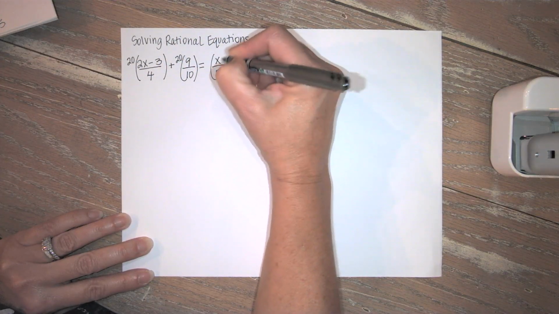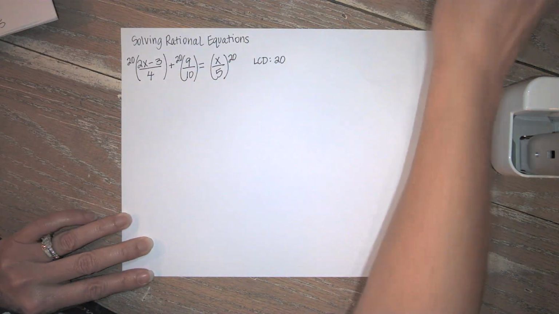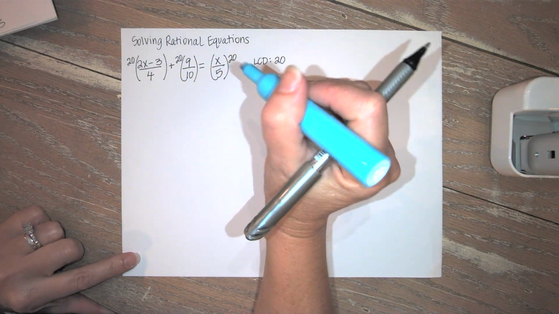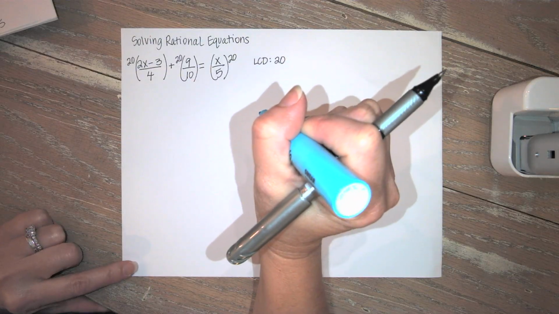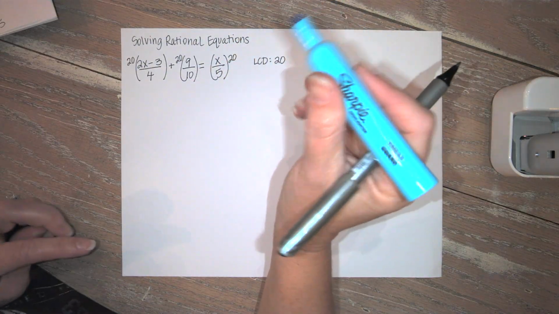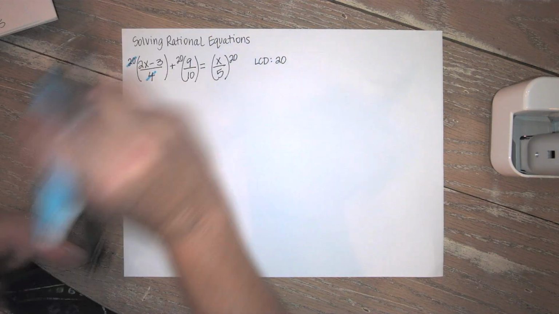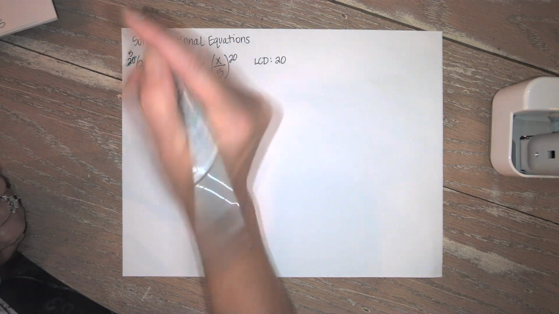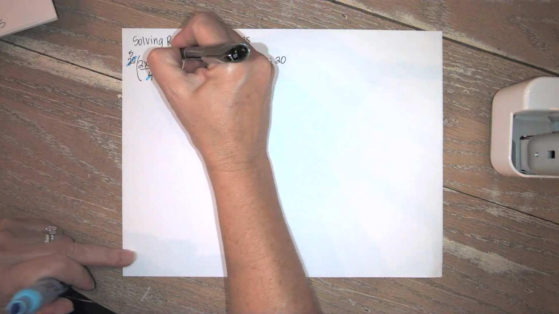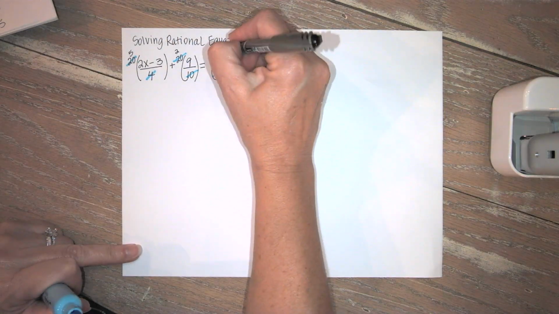What that's going to help us do is clear the fractions out of this equation. This should cancel all of our denominators, and if it doesn't, then we have done something wrong or we have chosen the wrong LCD. So here we see that 4 goes into 20 5 times, and here 10 goes into 20 2 times, and 5 goes into 20 4 times.